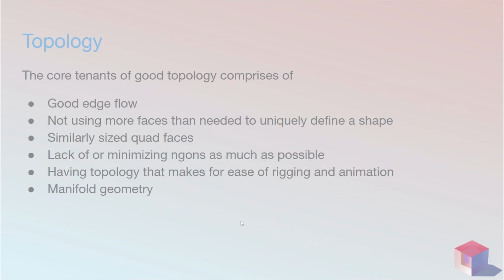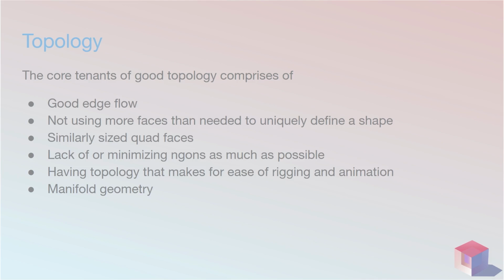Next, let's talk about topology. So topology consists of a couple core tenets that you really want to keep in mind. Essentially, it's just the combination of everything that we talked about before, right? It means having good edge flow, not using more faces than needed to uniquely define a shape. So, for example, if I have a cube, I don't need a million vertices and a million faces to define that cube, because a cube is a very simple object. I don't need an excess amount of faces to define it.